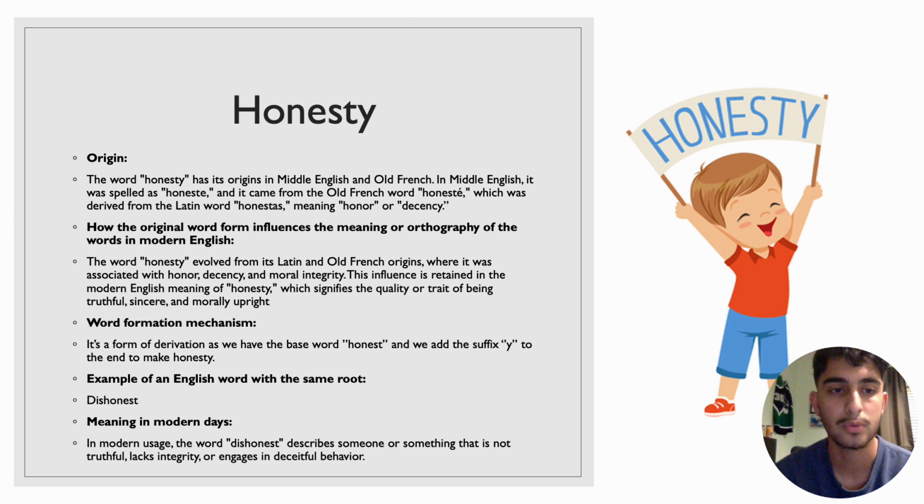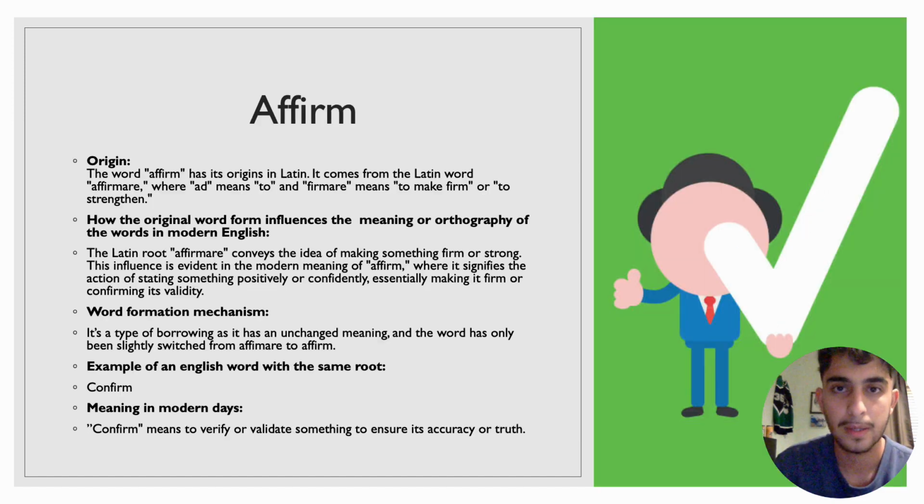It's just being truthful. It's a form of derivation as we have the base word honest and we add the suffix y to form the word honesty. I picked the word dishonest. Dishonest has historical origins that can be traced back to Middle English and Old French. It ultimately stems from the Latin word dishonestus, which means dishonorable or shameful. Over time, it evolved in English to represent not being truthful.